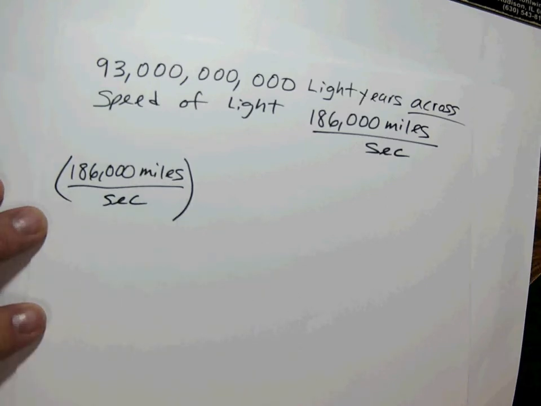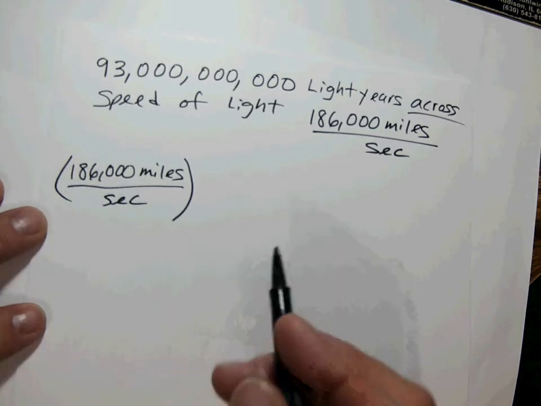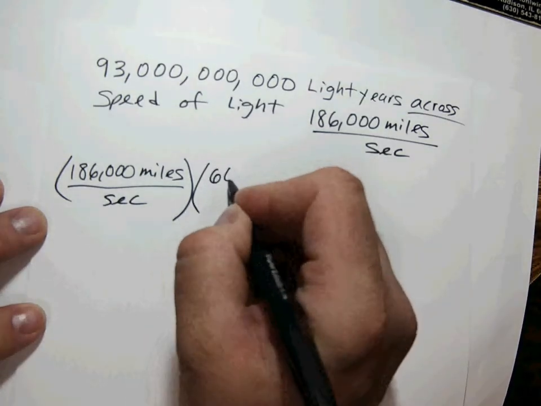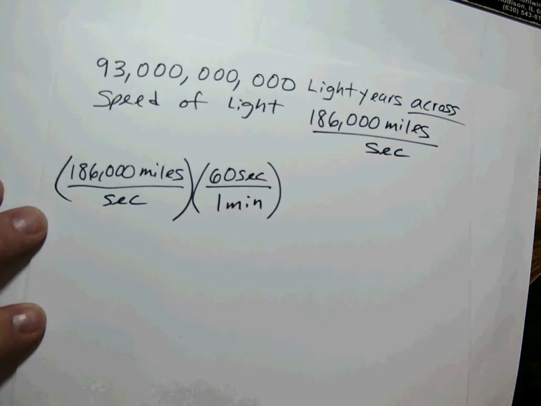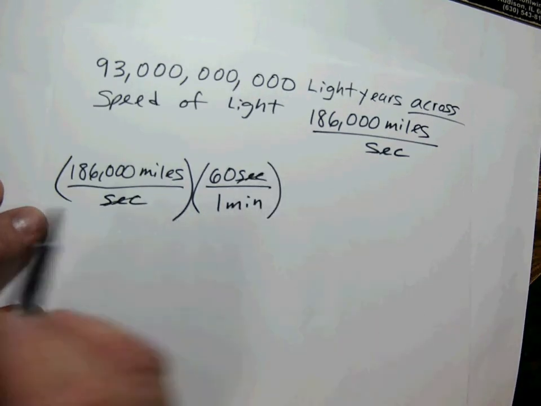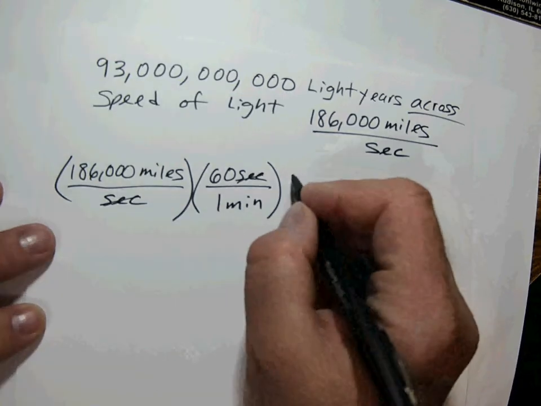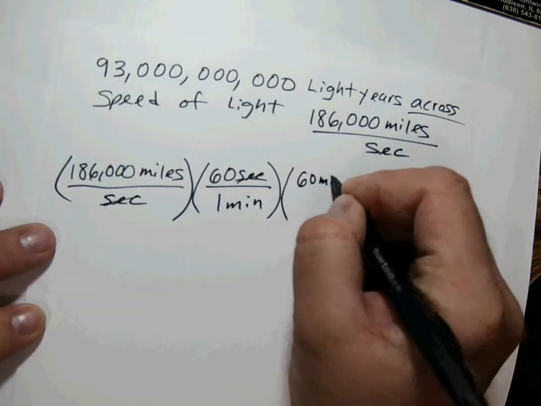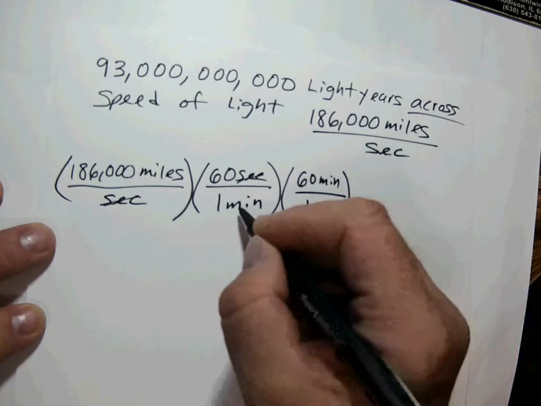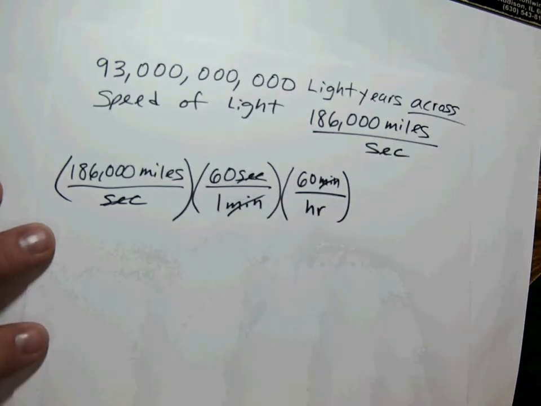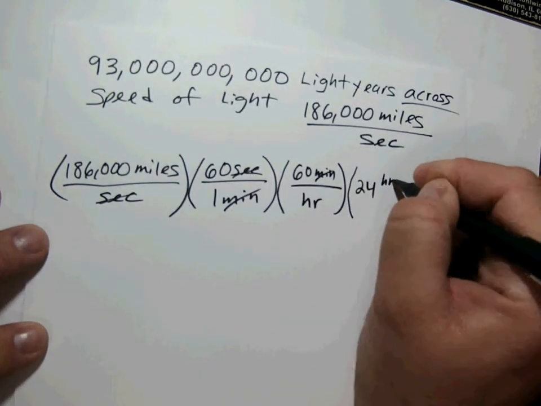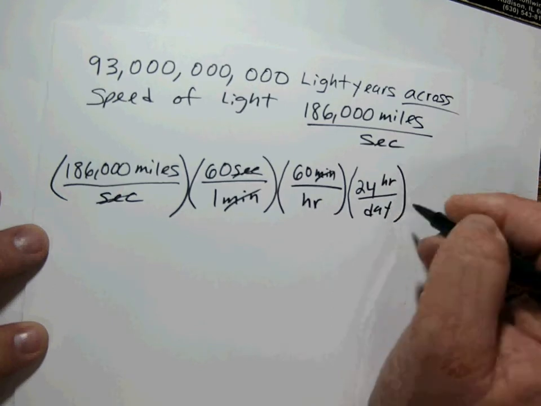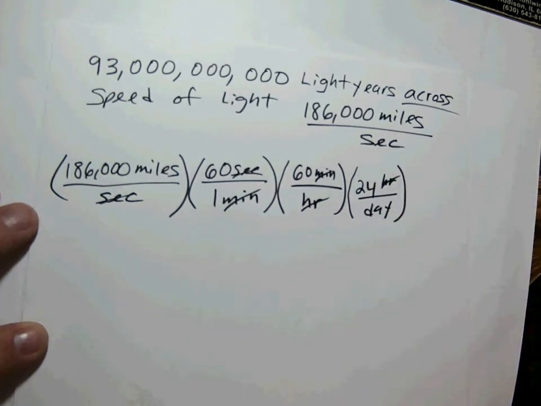I know there's 60 seconds in a minute. So I'm going to use that unit conversion, 60 seconds over 1 minute, because I want the seconds to disappear. You see my seconds cancel, and now I've got miles per minute. I know there's 60 minutes per hour, so now my minutes cancel, and I've got miles per hour. I know there's 24 hours in a day, so my hours cancel, and now I'm going to have miles per day.